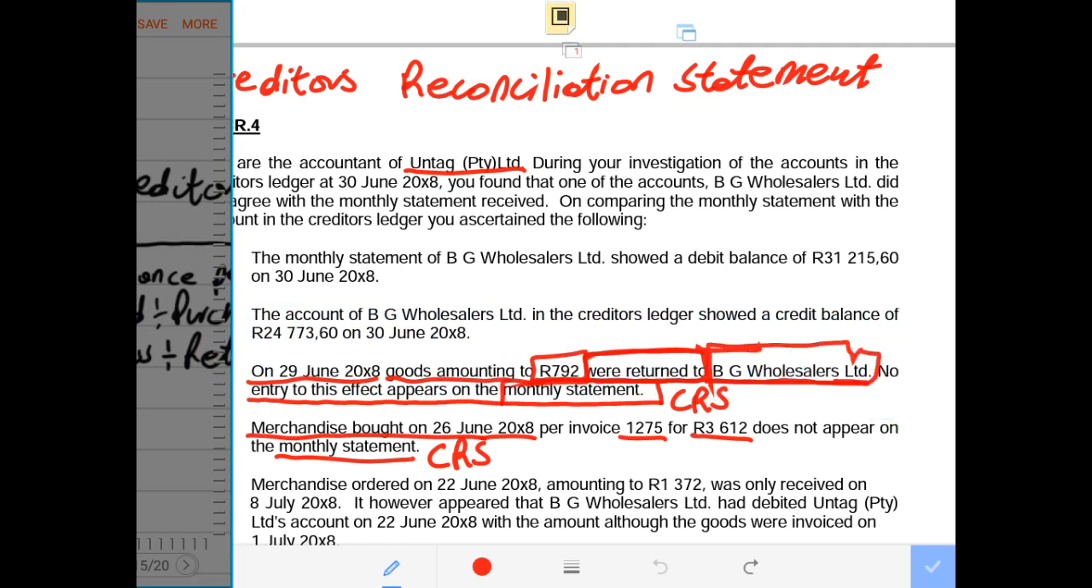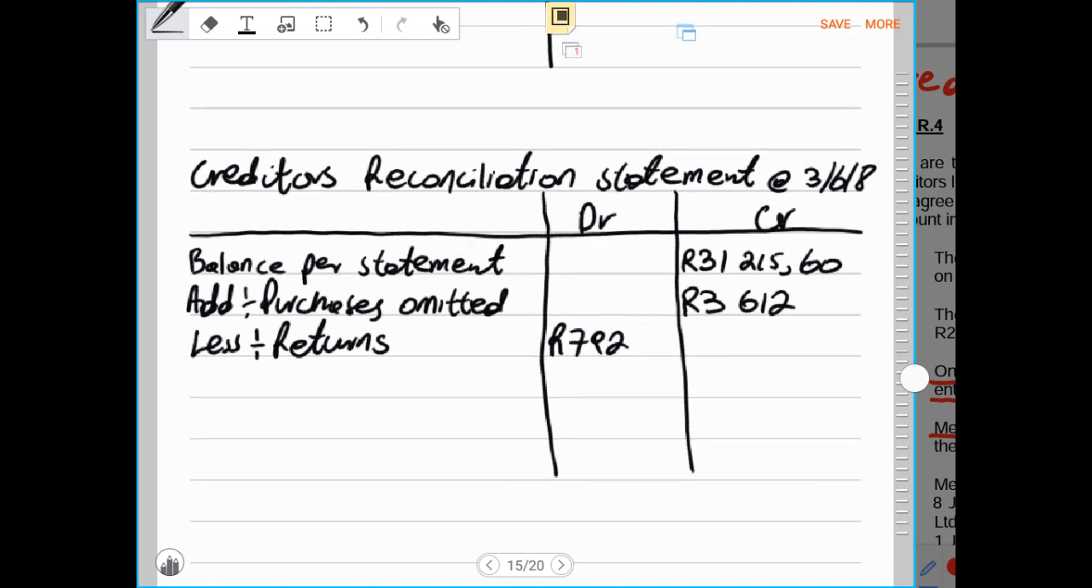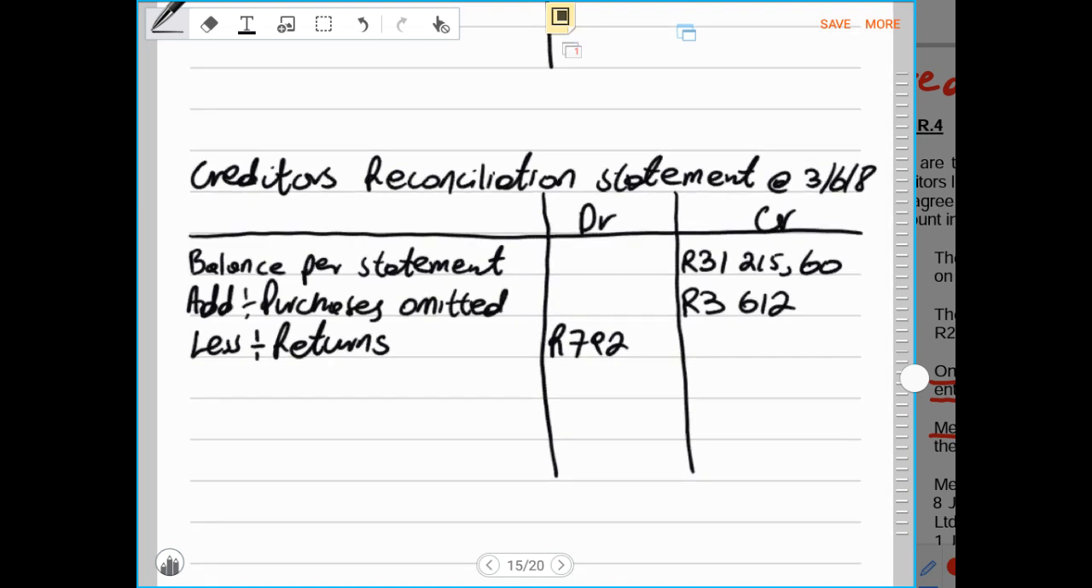3,612 is the amount that will increase our creditors. This was a purchase not recorded. Remember, liabilities increase on the credit side. So hence this amount is to be recorded on the credit side.